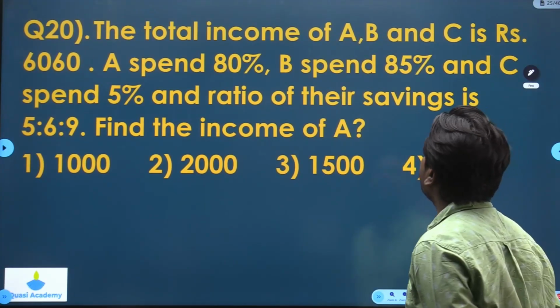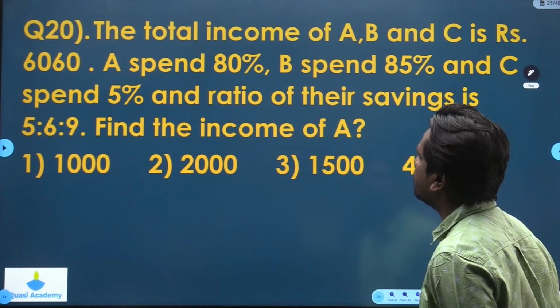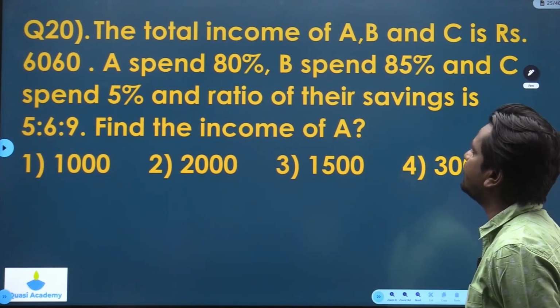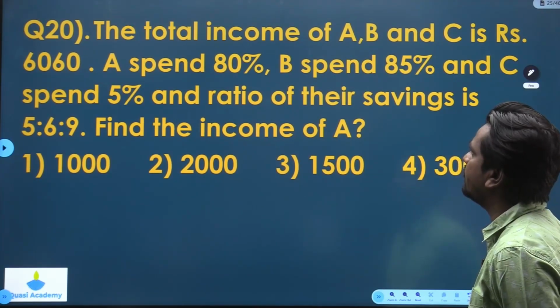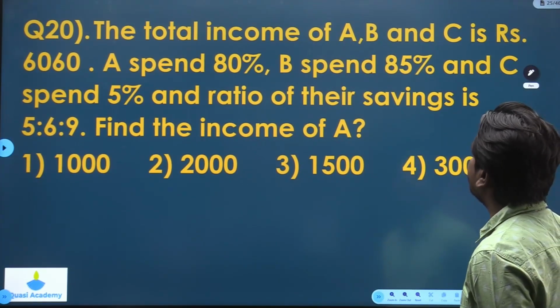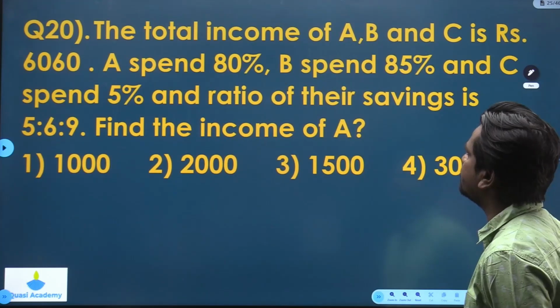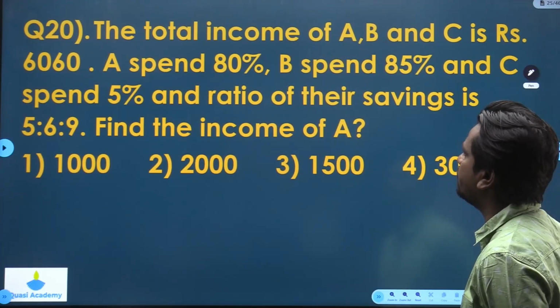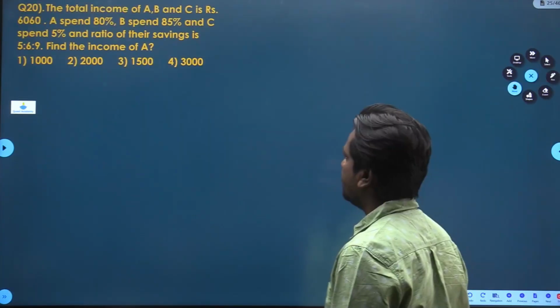Find the total income of A, B and C. Sorry, the total income of A, B and C is rupees 6,000 and A spends 80%, B spends 85% and C spends 5%. The ratio of the savings is 5:6. Find the income of A.